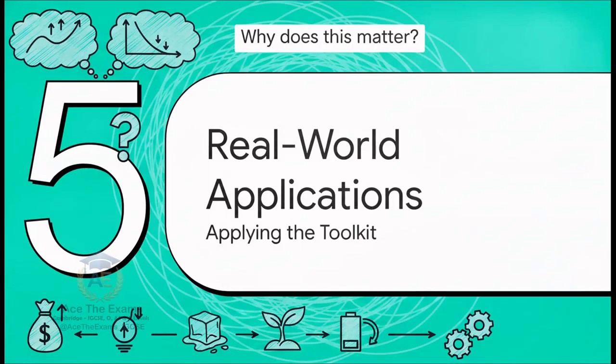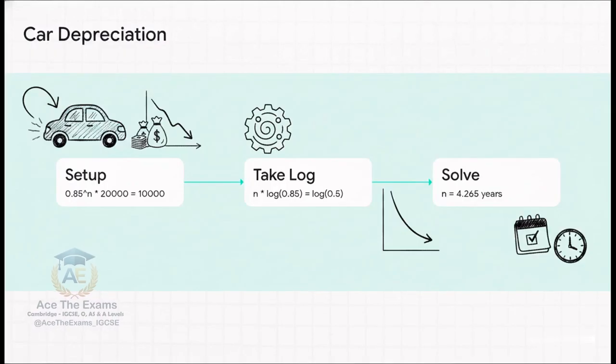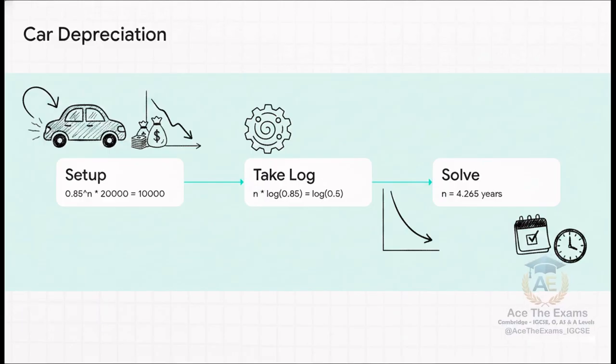All of this theory brings us to the ultimate question every single learner asks. Okay, but why does this actually matter? That brings us to part 5, real-world growth and decay. It's time to take our shiny new toolkit out for a spin in the real world. Car depreciation is such a classic, perfect example of exponential decay. Say you buy a car for $20,000 and it loses 15% of its value every single year. You want to know exactly when its value will drop to half, below $10,000.